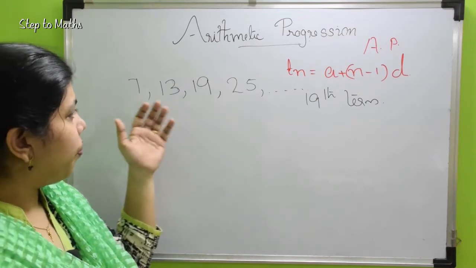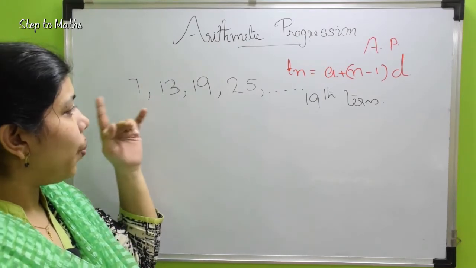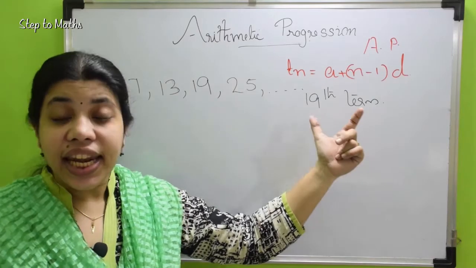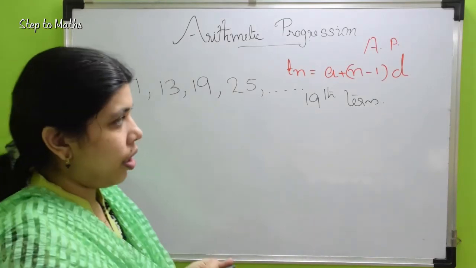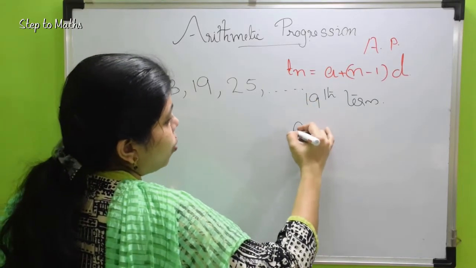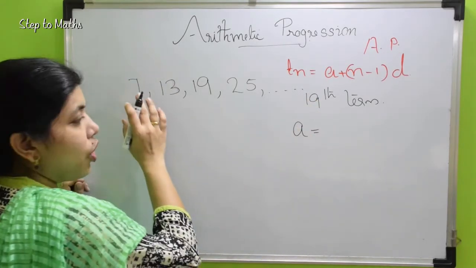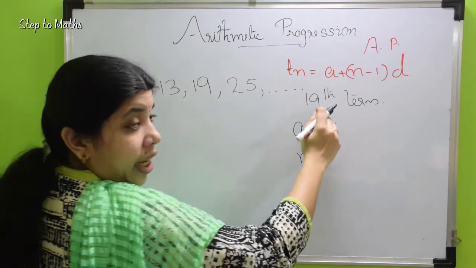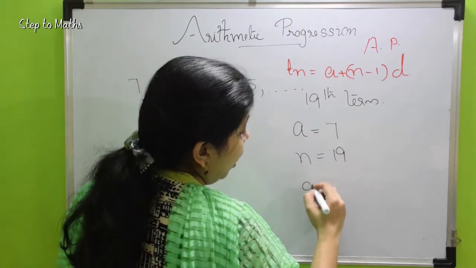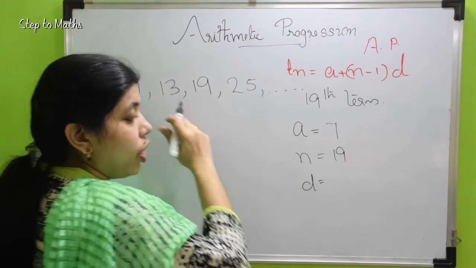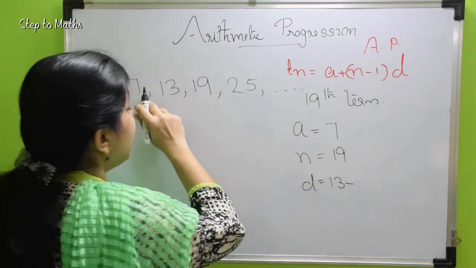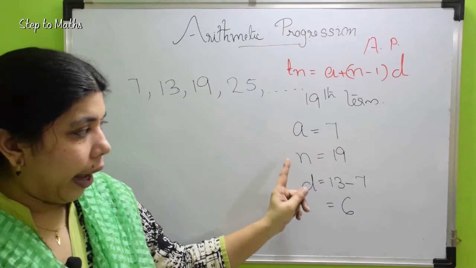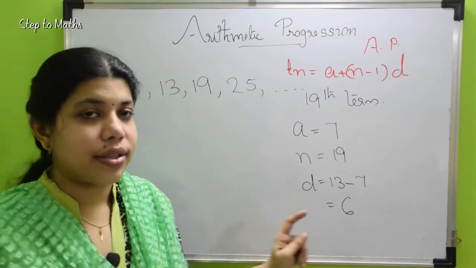Consider this question. The given arithmetic progression is 7, 13, 19, 25, etc. Find the 19th term of this AP. For that, first we identify the values of a, n and d. A is the first term, that is 7, and n is 19. d is equal to T2 minus T1. T2 is 13, T1 is 7. 13 minus 7 is 6. A is 7, n is 19 and d is 6.